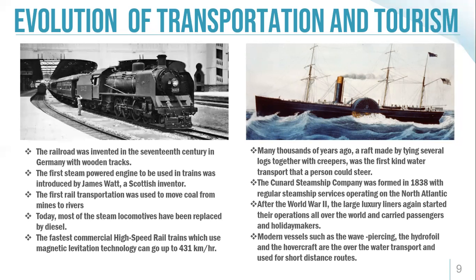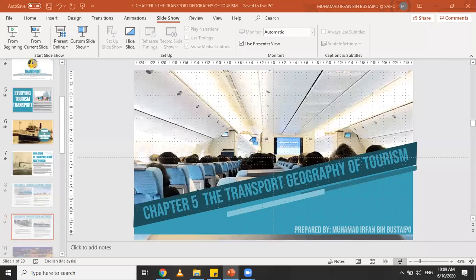Shinkansen means bullet train. Very, very fast: 431 km/h. At 100 km/h in a car, it already shakes, so how about 431 km/h? Very, very fast. I think I can show you.